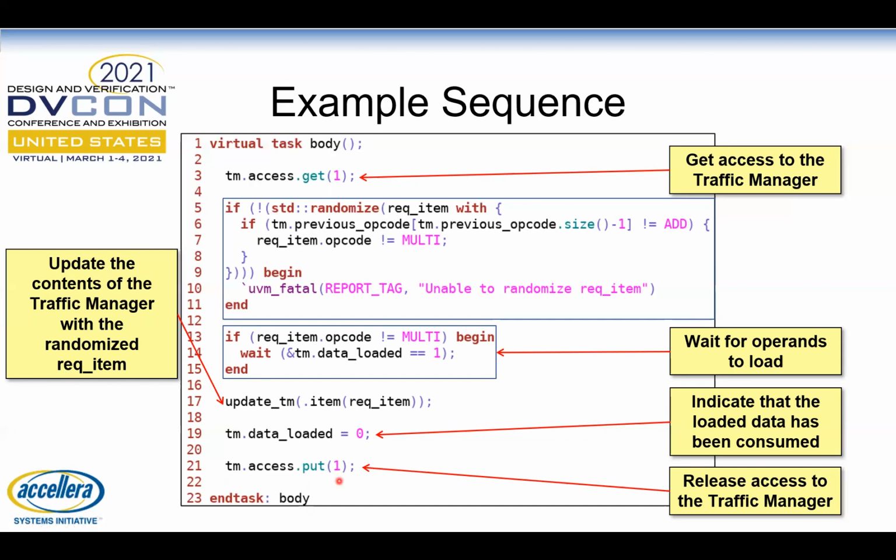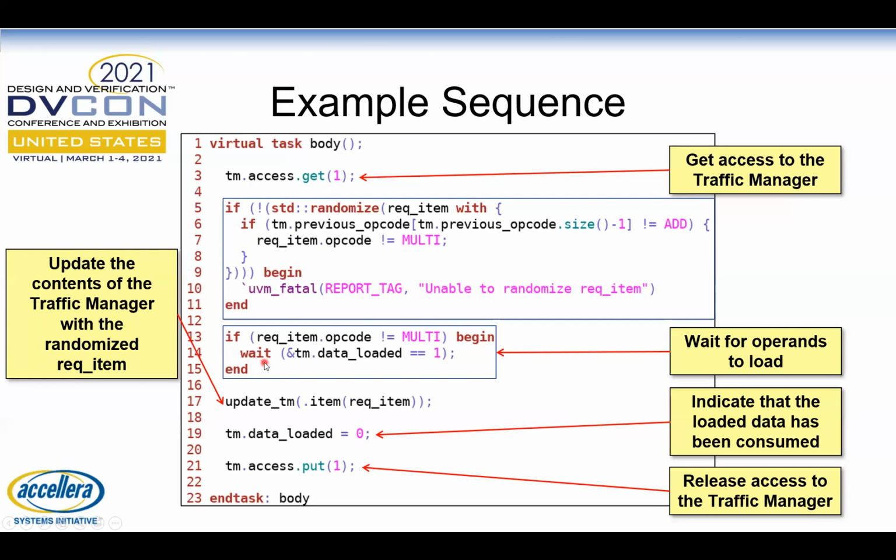One thing that I overlooked when I created this example is that the traffic manager access should be released, then requested again before and after the wait for the operands to be loaded. So that would be between lines 13 and 14, access should be released, and then between 14 and 15, access should be requested again.